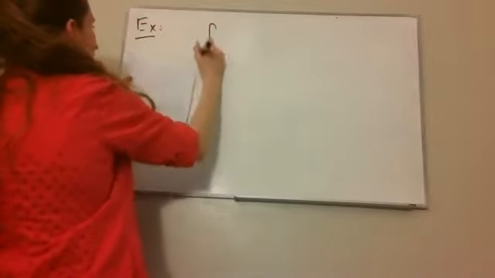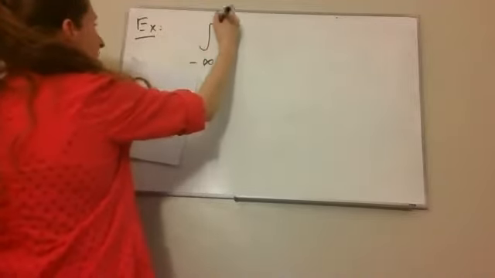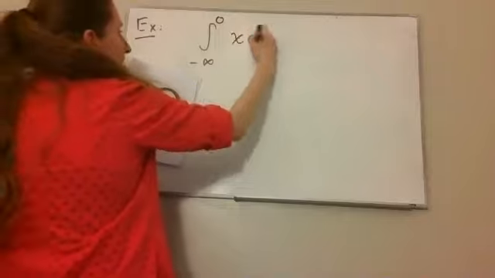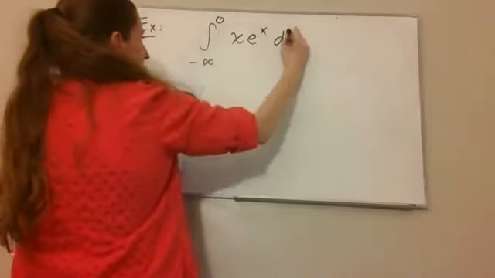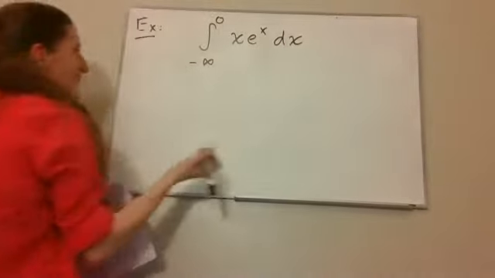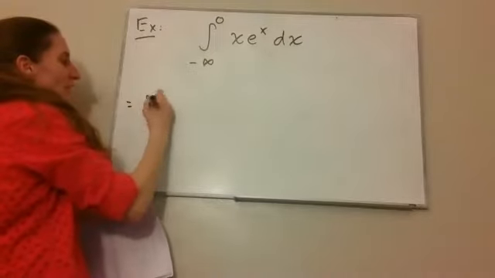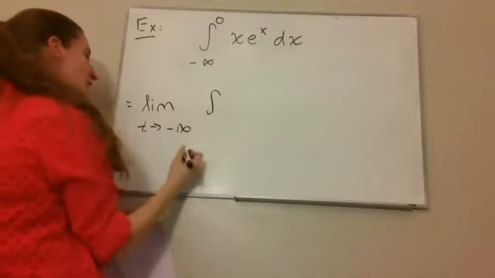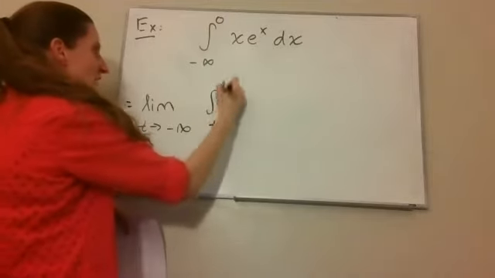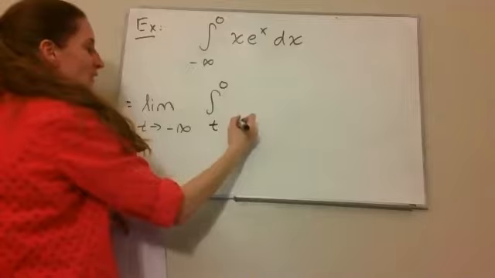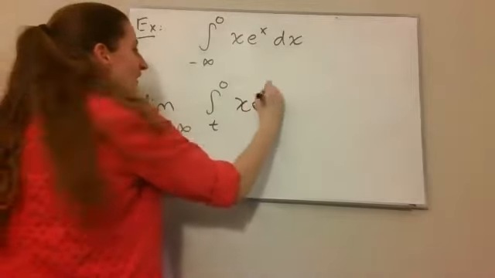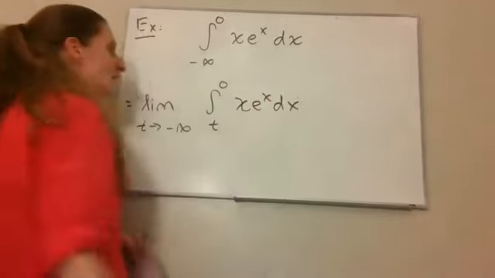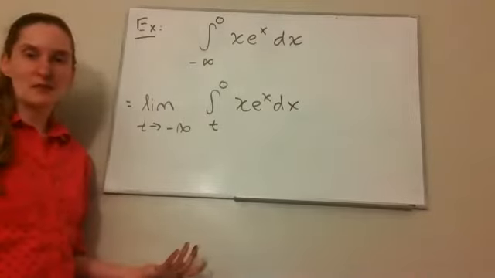Let's evaluate the integral from negative infinity to 0 of x times e to the x dx. And the first thing I would do is rewrite this right away with a limit. So I have a limit as t goes to negative infinity, integral from t to 0 of x e to the x dx. Now how do we do this integral?